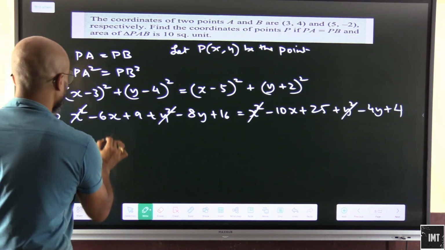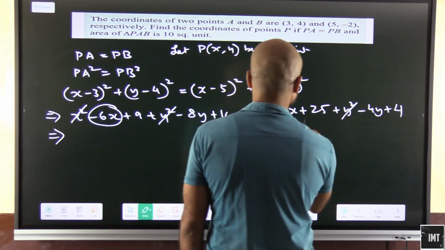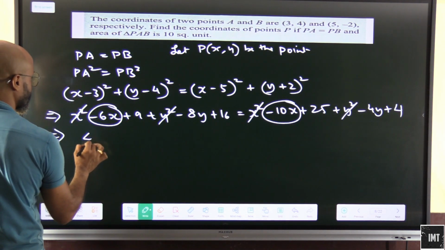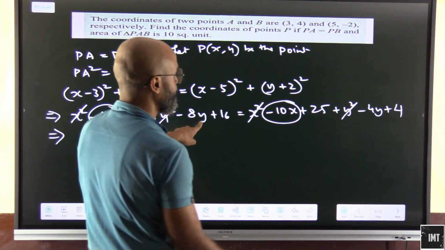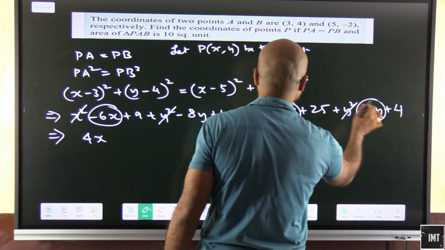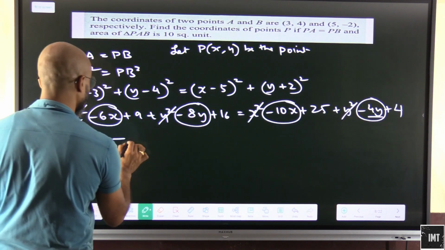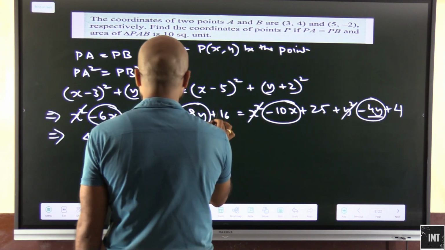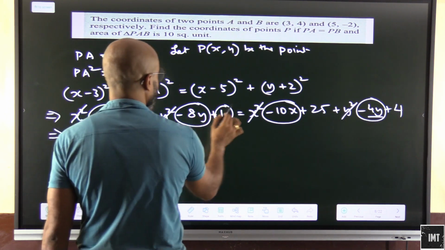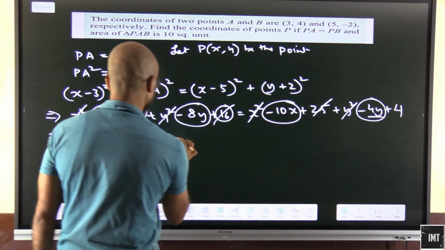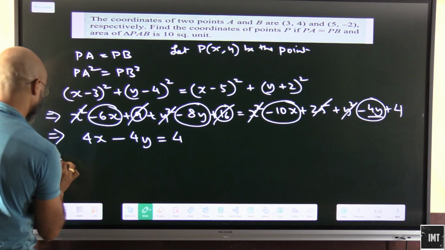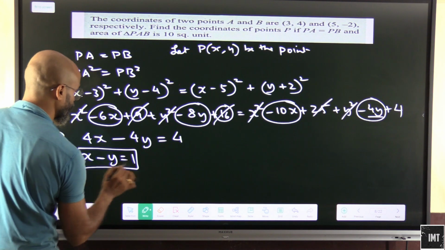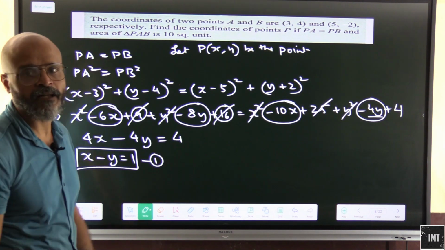Let's look at what we are remaining with. Minus 6x and minus 10x, so bringing over, 10x - 6x is 4x. Minus 8y and plus 4y, that is -4y. This will be equal to 16 + 9, that is 25, which cancels with the 25 and 4 on the other side. Dividing, we get x - y = 1. This becomes our equation number 1.